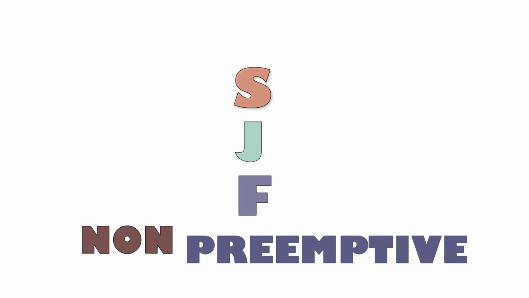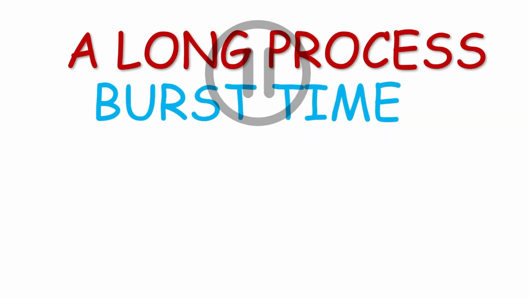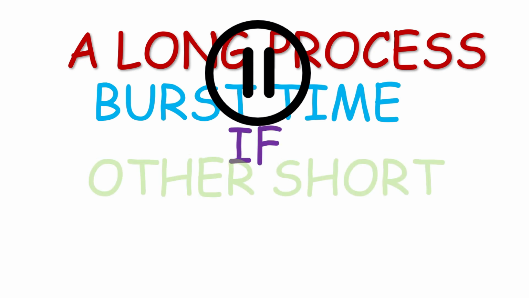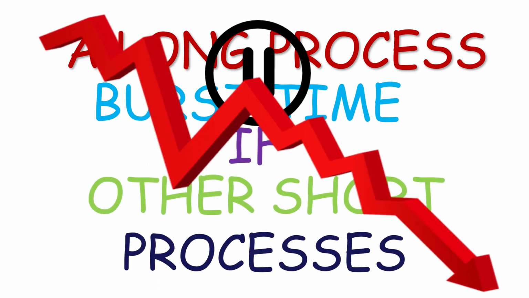The algorithm remains imperfect, but there is the SJF non-preemptive edge case. The name is starvation. Basically, it happens when a long process burst time value is paused if other short processes happen. It slows down the process.